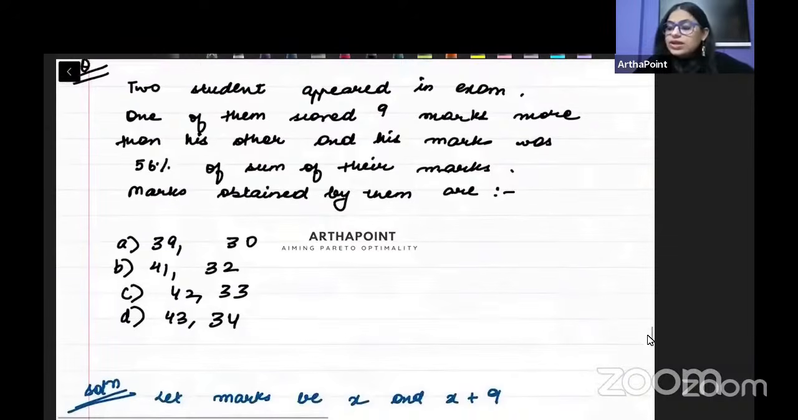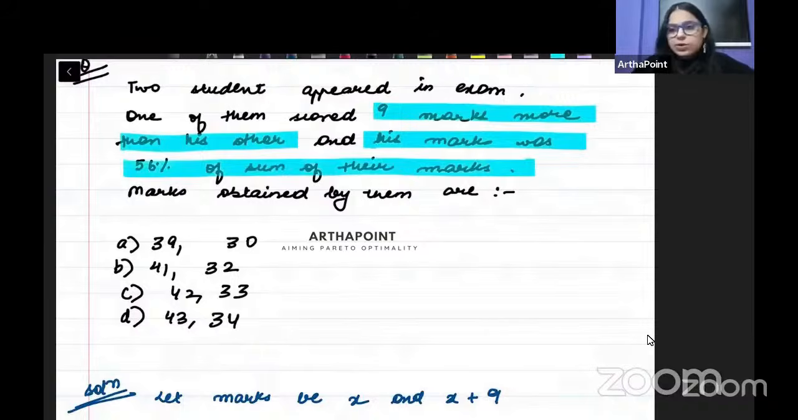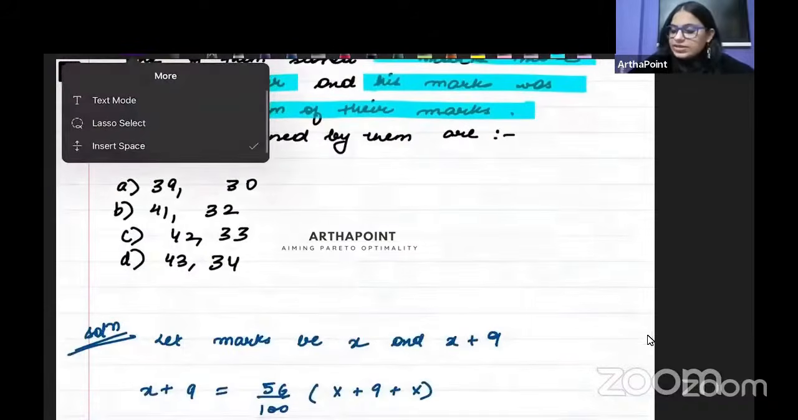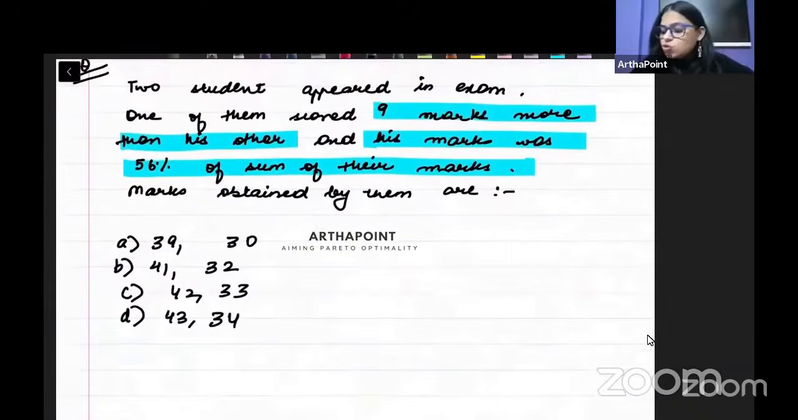Take the next question. It says 2 students appeared in an exam. One of them scored 9 marks more than the other, and his marks were 56% of the sum of their marks. Dekho dhyan se, what is it saying? It is saying there are 2 students involved. So I can take the marks of the first student as x. What will be the marks of the second student? 9 more than the other. So 9 plus x, right?